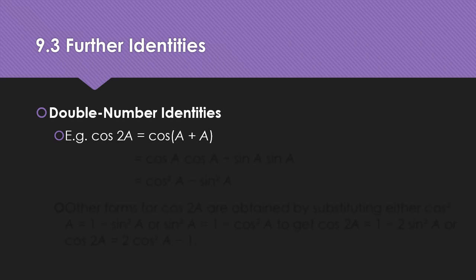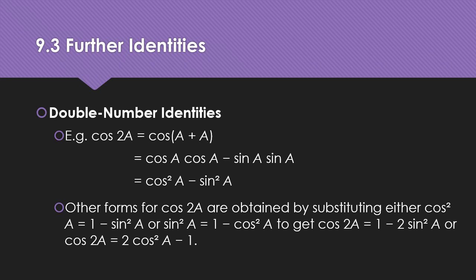For example, the cosine of 2a. Now, that would be the cosine of a plus a, which if we use the sum formula, we get cosine a cosine a minus sine a sine a, which gives us cosine squared of a minus sine squared of a. And some other forms for cosine of 2a can be obtained by substituting either cosine squared of a equals 1 minus sine squared or sine squared equals 1 minus cosine squared. So we actually have three different forms for the cosine of 2a, and you just use whichever one is most convenient or that you have the information for.